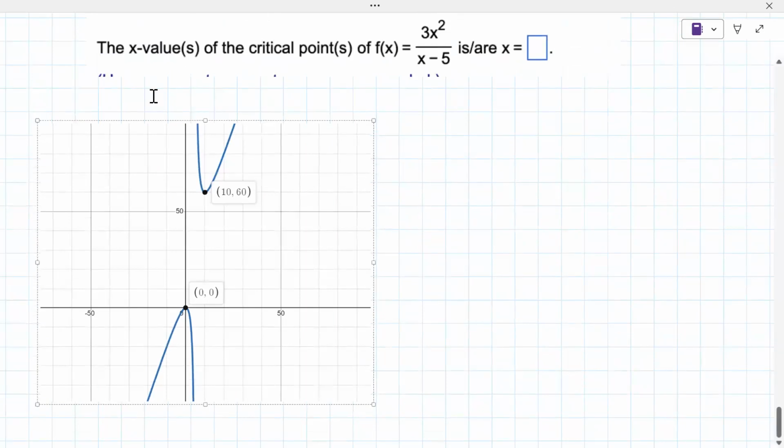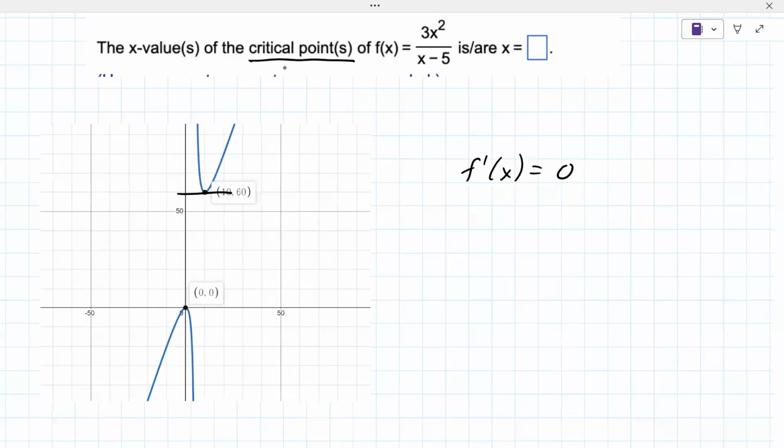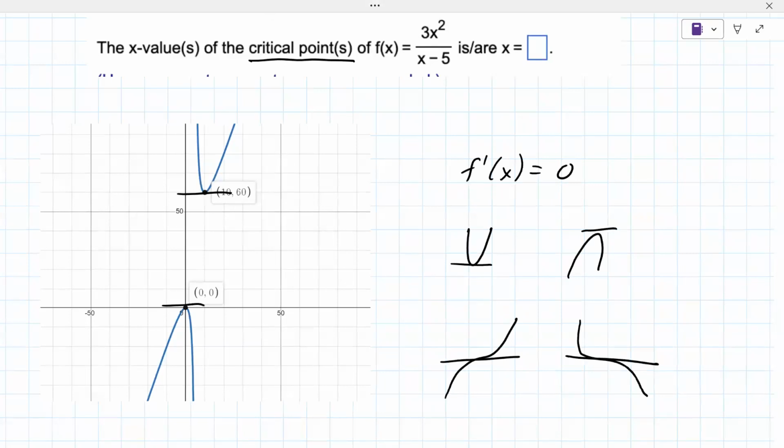Okay. So critical points are where the derivative equals 0. So it's any sort of horizontal tangent. Like I said, it could be a min, could be a max, could be something like that. So here it's the x values, x equals 0, x equals 10. So you might think all the problems can be done by graphing. Then right when you think that, we get problems where you can't do it with graphing.